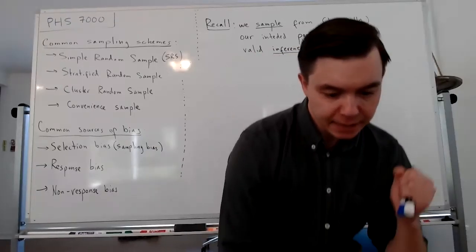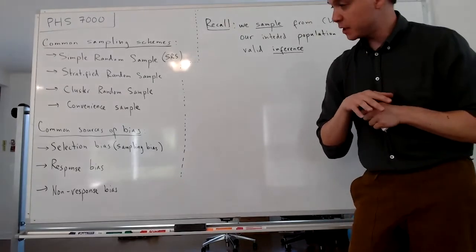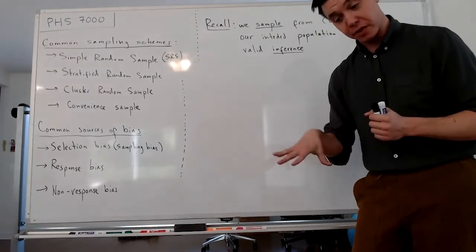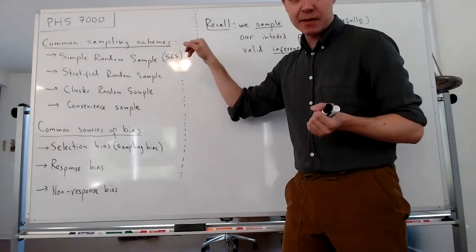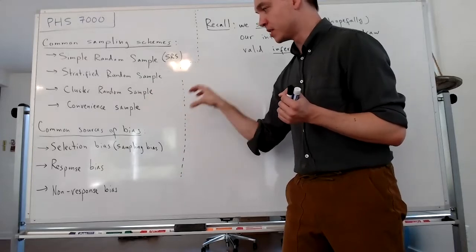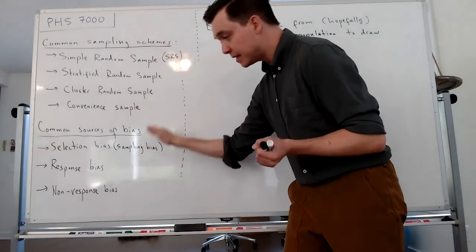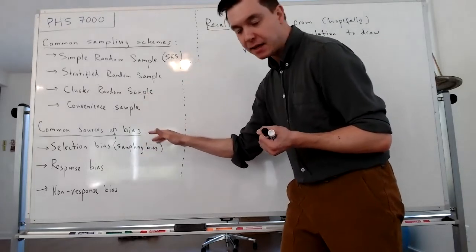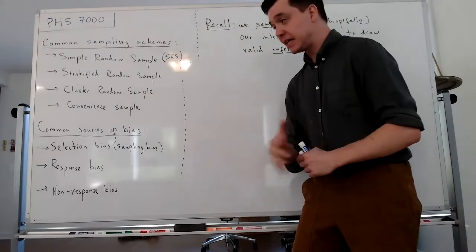Hey guys, welcome back. I wanted to cover two things that didn't make it into our previous video and what will hopefully be a relatively short video. I wanted to cover some common sampling schemes or sampling designs and common sources of bias. So of course, we want to minimize the bias in our data. I think it is very difficult to completely eliminate bias in our data.